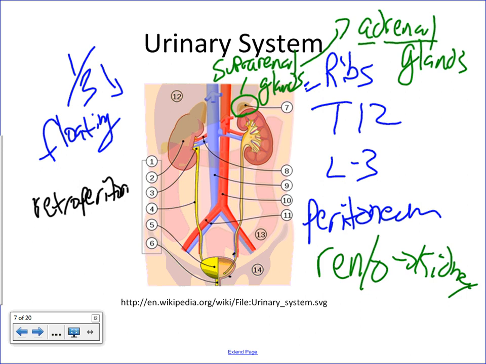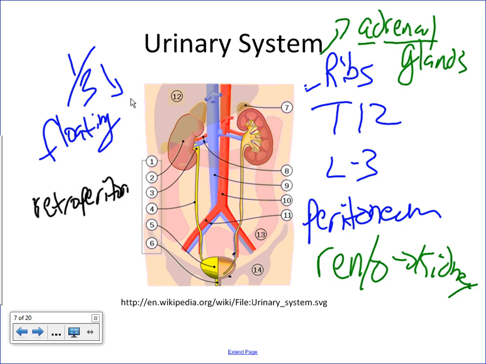So if we say suprarenal gland or adrenaline, that's a hormone, essentially a catecholamine, that is secreted from this gland. These suprarenal glands are like little caps that sit atop the kidneys. They really don't play any real functional role in the kidneys. They're just located on the superior aspect, on top of the kidneys, not within them. So keep that in mind about the suprarenal glands.